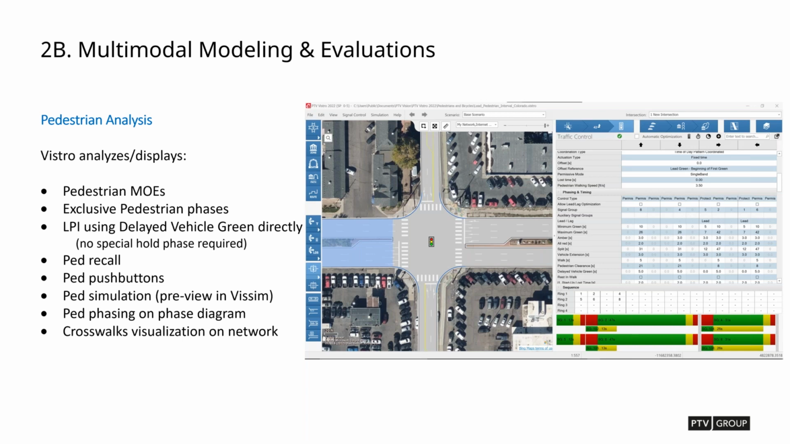And more we're seeing ped-friendly signal phasing options out there, like of course exclusive ped phasing, or perhaps a leading pedestrian interval in a more urban core area. And in our lingo, we call that a delayed vehicle green, and you don't have to have a special hold phase that you code. It's just a direct entry in the software to analyze your signals, as well as all the options for ped recall, push buttons, et cetera, that you can see on the list on the left side of the screen.